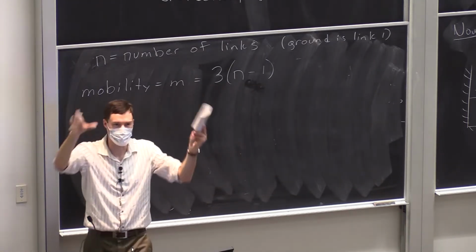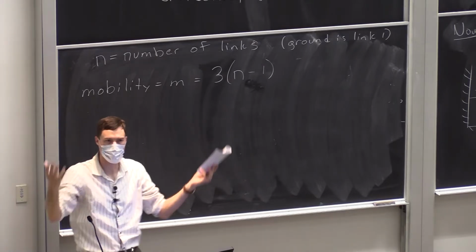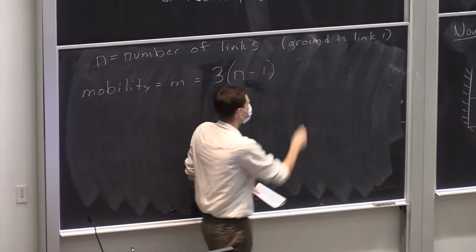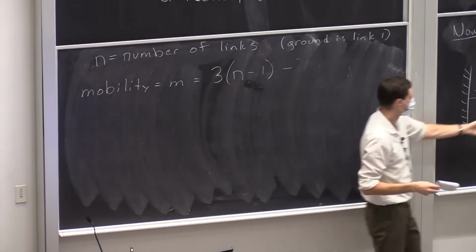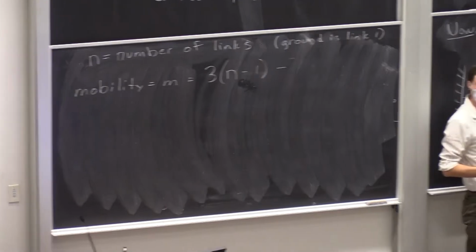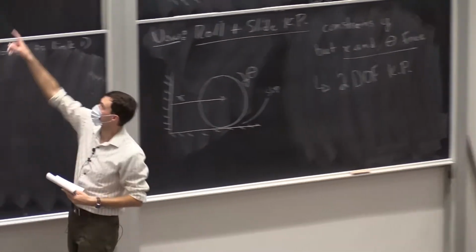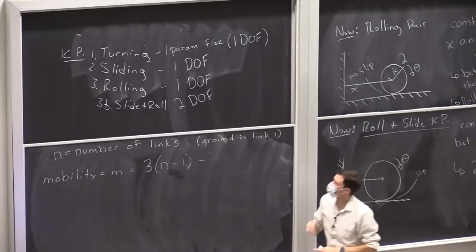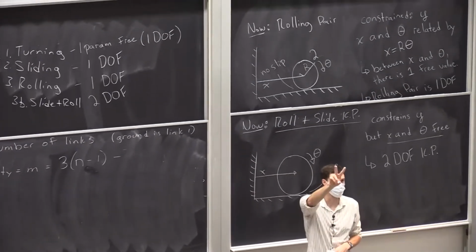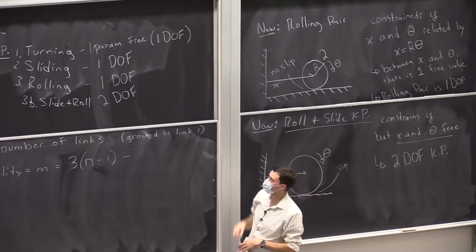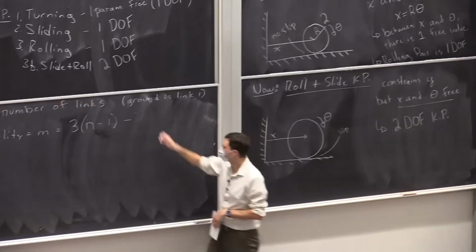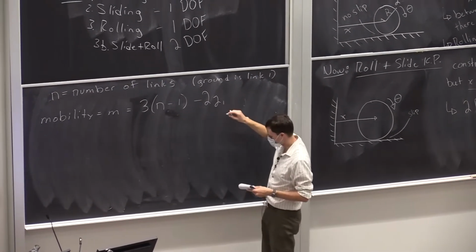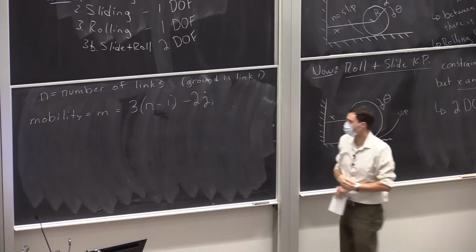If we had multiple links that aren't connected together, with no kinematic pairs, this would be our mobility, 3 times the number of free links. But we're going to constrain some of those free parameters by kinematic pairs. Okay, and we have a list of them up here. So every time we have a turning, sliding, or rolling pair, we're going to subtract 2. Right? It constrains 2 things and leaves 1 free.